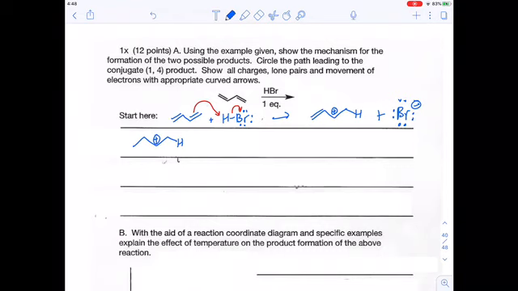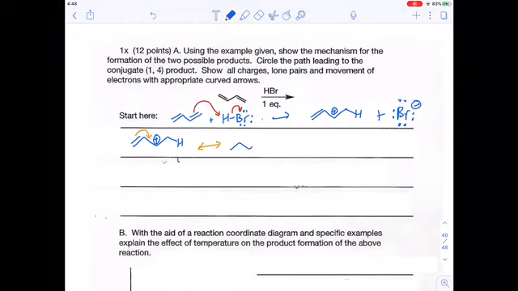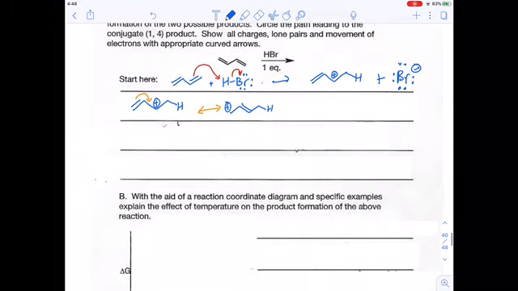Okay, so now for the first one, you want to draw the resonance. So the way that this resonates is this. Again, drawing the H is optional. Now using the two resonance forms, you're going to add the Br and figure out which one is the kinetic and which one is the thermodynamic product.